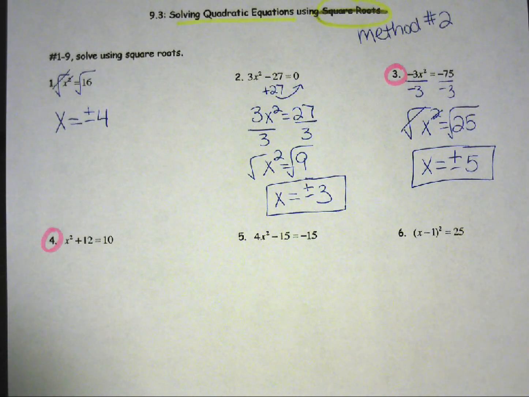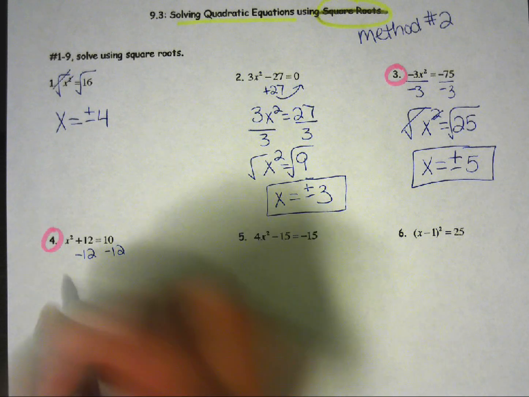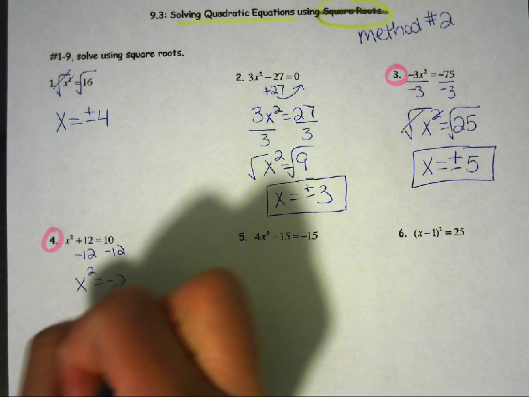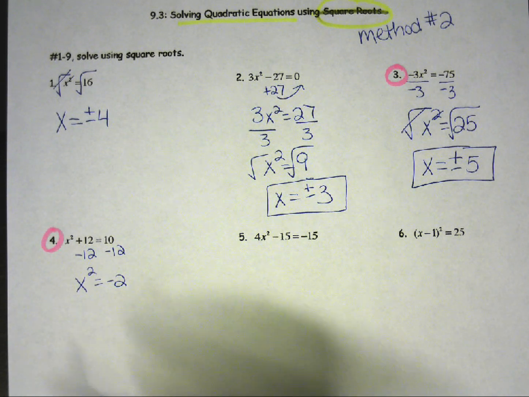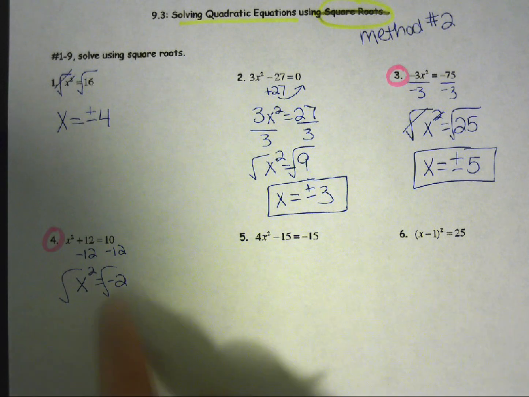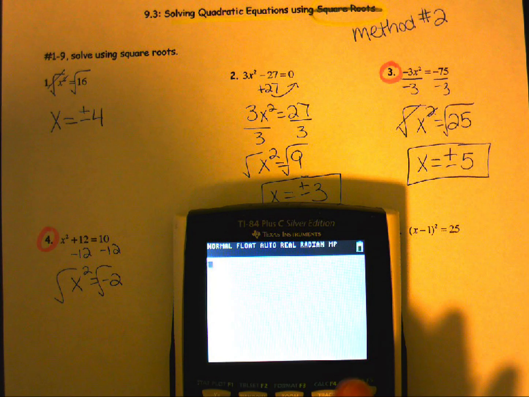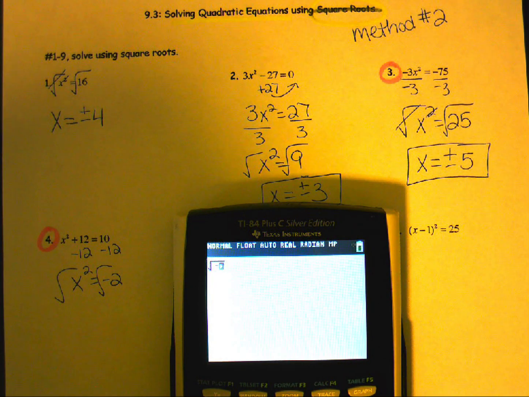Let's take a look at number 4. We're going to move the 12 over, so we're going to subtract 12. We're trying to get this x squared all alone. And then just like we did in the problem above, we're going to take the square root of both sides. Now it just so happens though, I don't know what the square root of -2 is in my head. So I'm going to take the square root of -2.